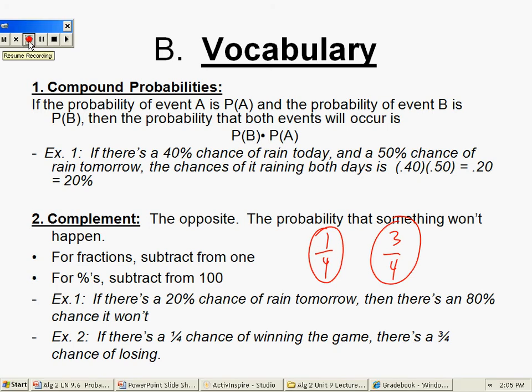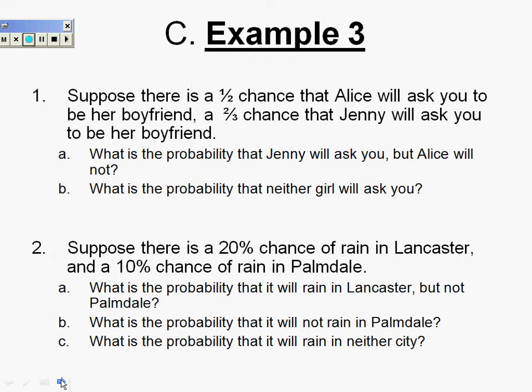Move on. So we're about ready to do some example problems that put these two things together. Multiplication of probabilities with complements. Let's go ahead and see how this comes together. Example 3. Suppose there's a 1 in 2 chance that Alice will ask you to be her boyfriend. And a 2 in 3 chance that Jenny will ask you to be her boyfriend. So the first question we're being asked is, what's the probability that Jenny will ask you but Alice will not?